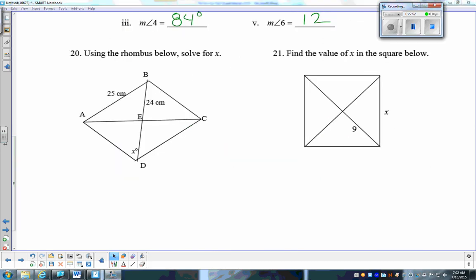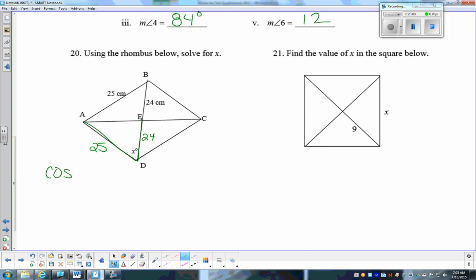All right, number 20. Use the rhombus below, solve for x. Okay, we know that part there is 24. AD has to be 25. So we can use trig. x would be the cosine inverse of 24 over 25. Which means x equals 16.260 degrees.